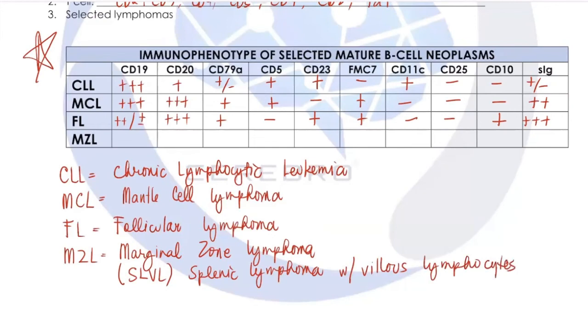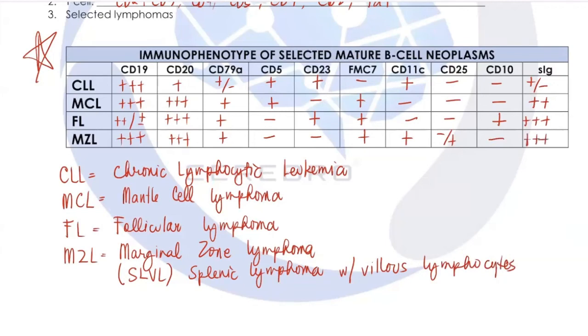Okay? So for MZL, positive tayo for CD19, positive tayo for CD20, positive for CD79A, negative for CD5, negative for CD23, okay? Positive for FMC7, positive din for CD11C, pwedeng positive or negative for CD25, negative for CD10, and you'll have presence of surface immunoglobulin.